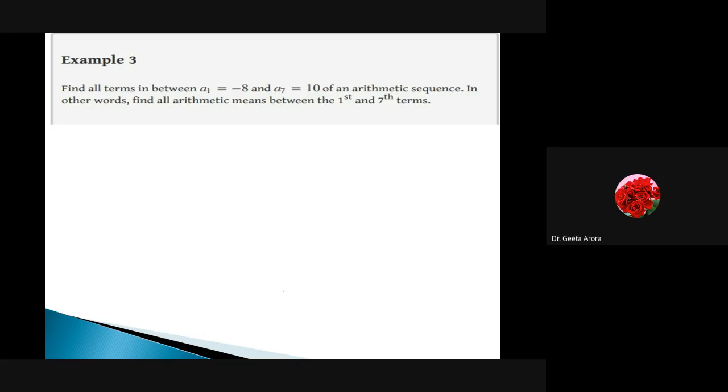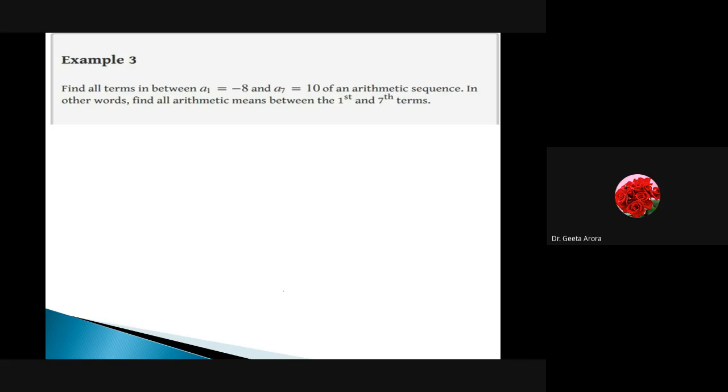Again, we have to use the formula. We are saying An is equal to A1 plus (n minus 1) times D. Correct. So here A1 is already known to me. If I use A7, A7 can be used as 10. So from here, An meaning A7 is equal to A1, which is minus 8, plus (n minus 1), where n minus 1 is 7 minus 1, that is 6, times D. So first calculate the D value from there.